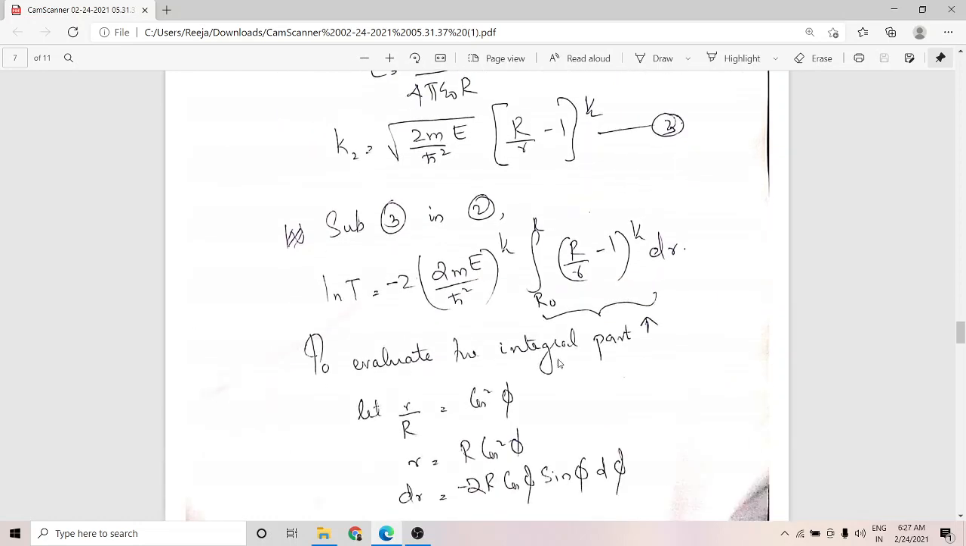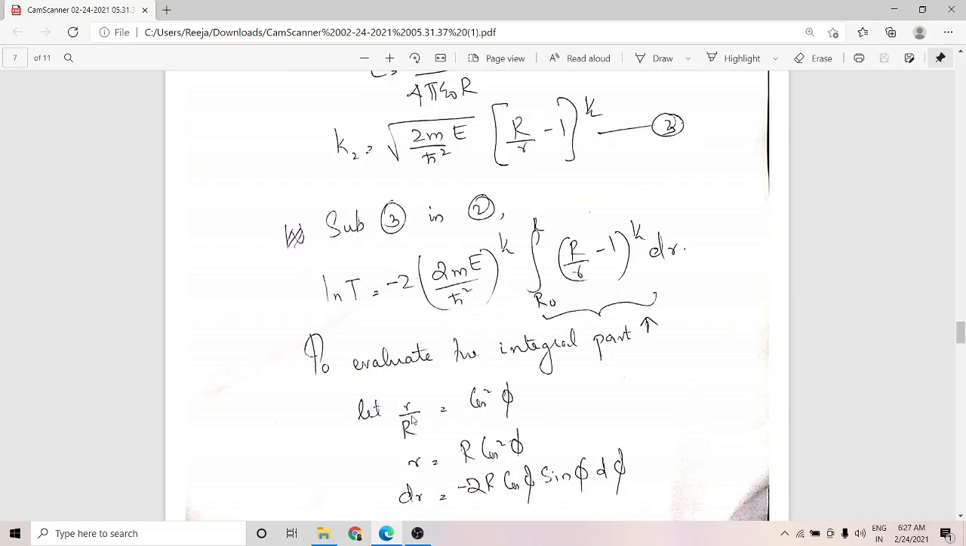Now I substitute this K2 value in the equation for transmission probability. Log T is equal to minus (2mE by h cross square) the whole raised to half, integral r0 to R, and I replace the term with this. Now we have got the answer. You just have to do some mathematical adjustments to reach the final value for the transmission probability in this case.